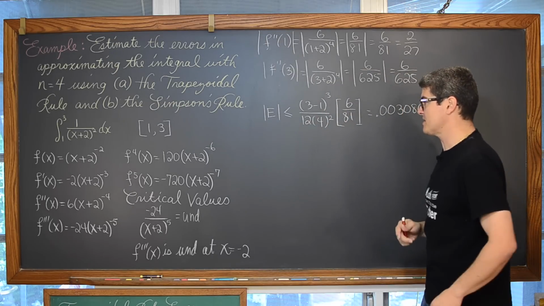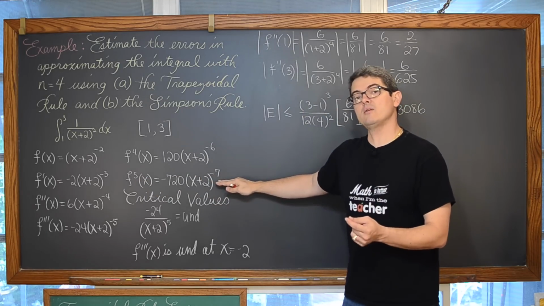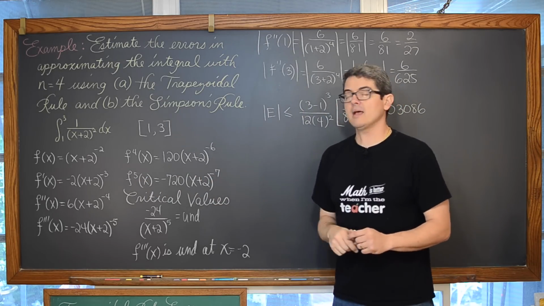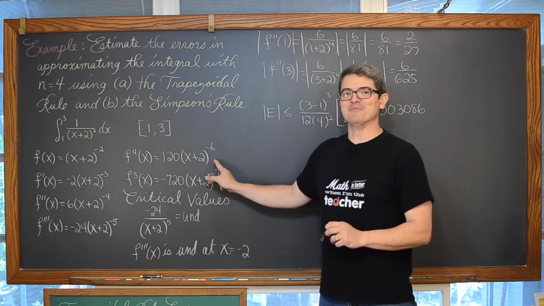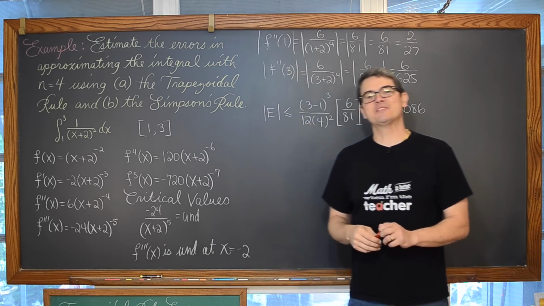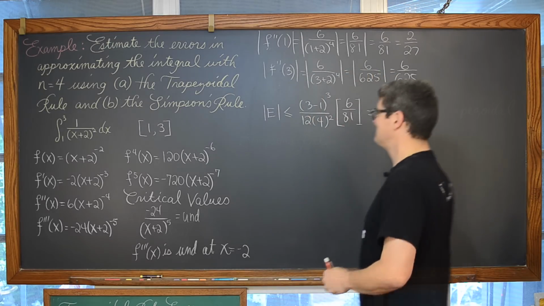Now we're going to do the same thing with the Simpson's rule. It's really the same process, except I'm going to be using the fifth derivative to look for any critical values on our closed interval, and then finding the absolute value of the maximum value that the fourth derivative takes on in that closed interval. So I'm going to just reveal that one step at a time.